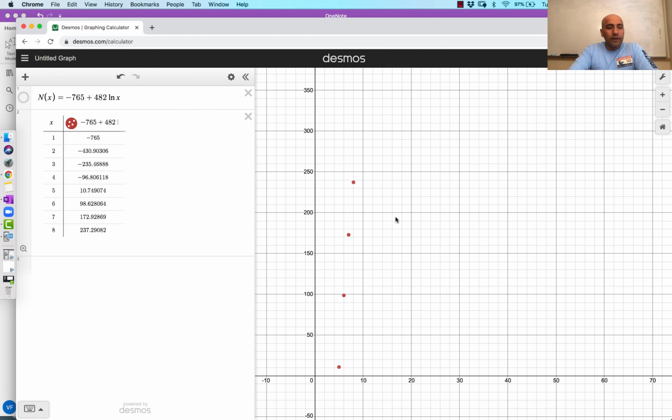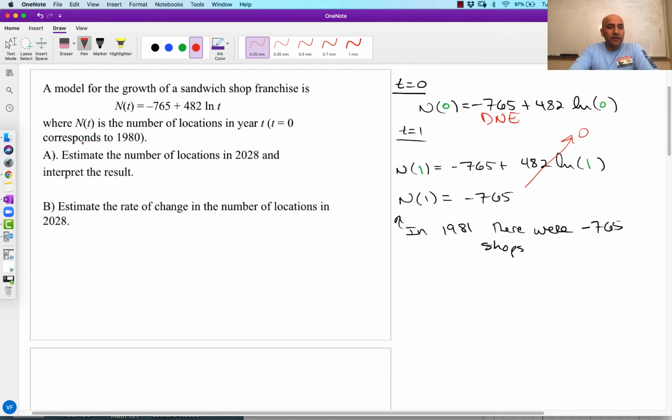But this specific question said, estimate the number of locations in the year 2028 and interpret your results. So let's answer part A. The year 2028 corresponds to a t-value of 48. Remember, t is the number of years since 1980. If you were born in 1980, in the year 2028, you'll be 48 years old. So all we have to do is evaluate this function at 48.